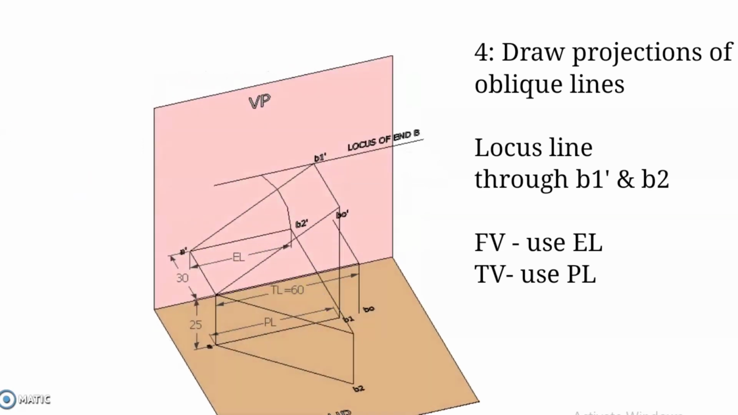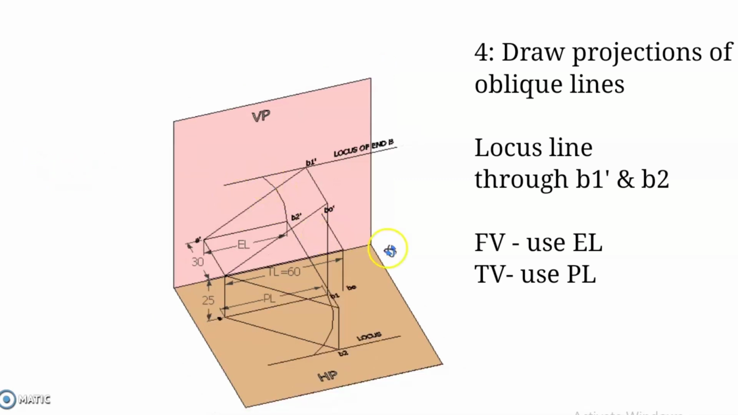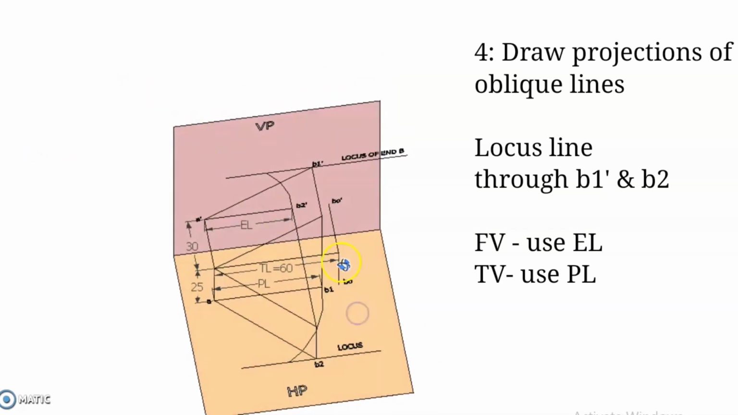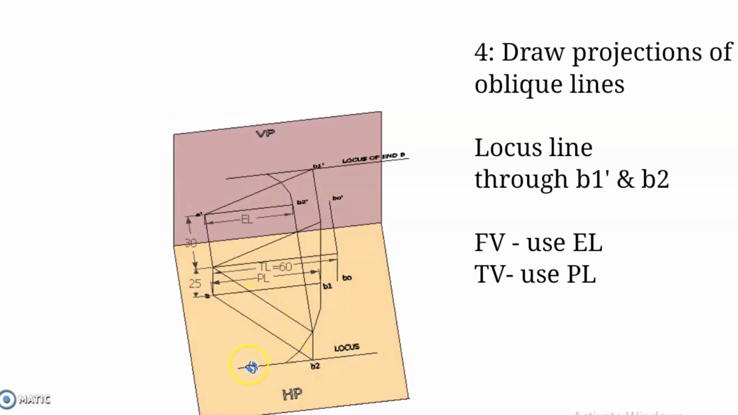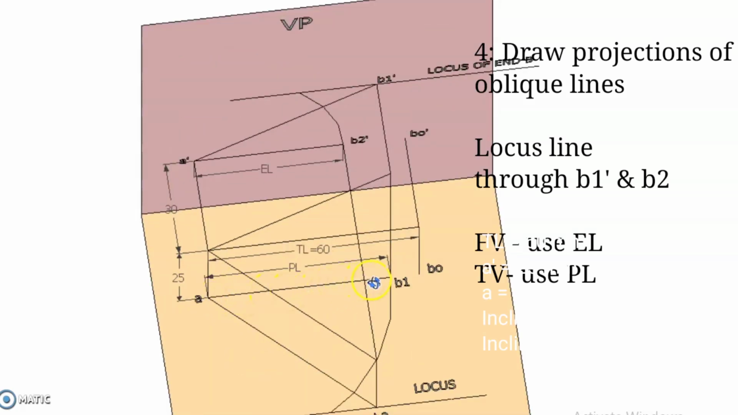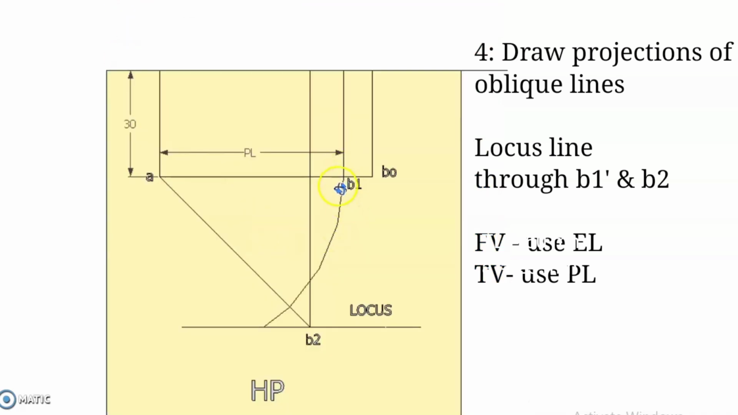And now next, to locate the point in top view, draw this locus line of end B, which should be parallel to XY. Now consider problem number 1. A line AB of 60 mm long has its end A 25 mm above HP and 30 mm in front of VP. It is inclined at 30 degrees to HP and 45 degrees to VP. Draw its front view and top view.